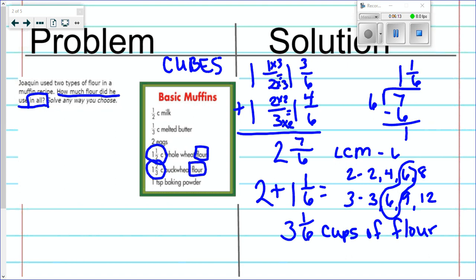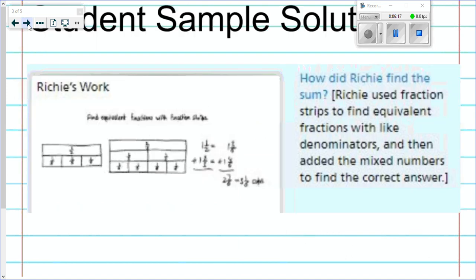Let's take a look at a couple other strategies of how to work this problem. For Richie, he did something very similar in his work. He drew out fraction strips, so he had that visual representation in addition to writing out the mixed numbers and adding them in a similar way that we did. And he also got 3 and 1/6 cups, so he was correct.